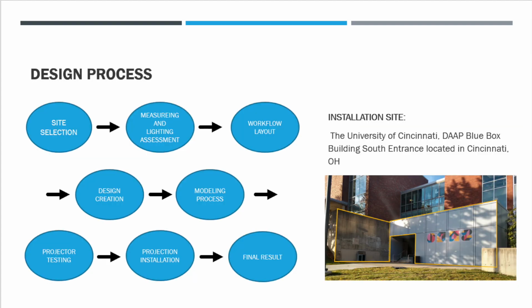So typically the design process revolves around a selection, measuring and lighting assessment, workflow layout, design creation, modeling process, projector testing, projection installation, and then you have your final result. So to walk you through the process in After Effects to create this kind of design, I chose the University of Cincinnati outside of the DAAP Blue Box building on the south entrance, located here in Cincinnati, Ohio, on the University of Cincinnati's campus.